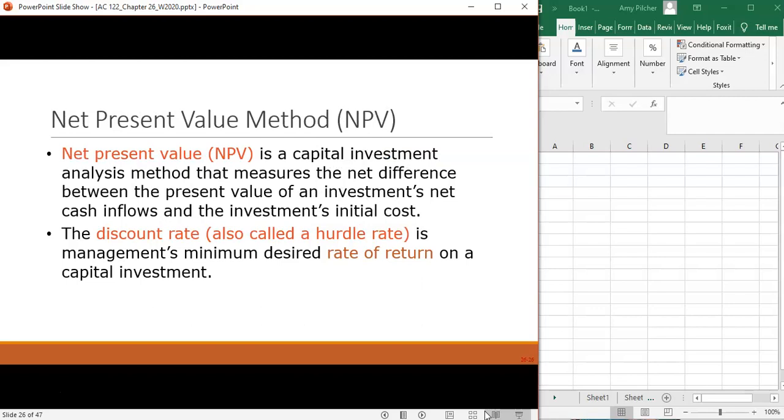The net present value is the difference between the present value of the cash flows and our investment's total cost. I already said the discount rate. We also call that a hurdle rate. That's our desired rate of return on a capital investment. That's shown as a percentage rate or an interest rate.